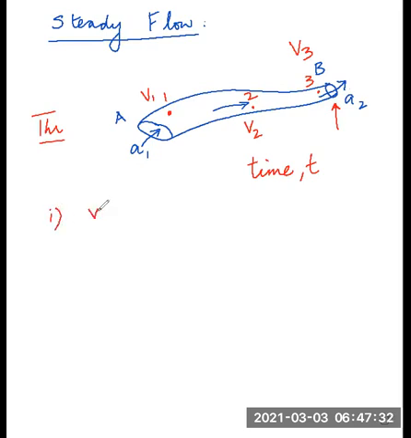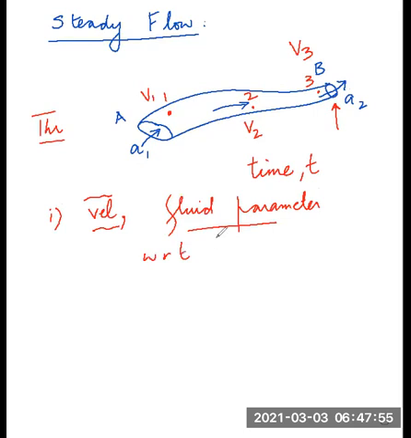Number one, the fluid velocity, like so many other parameters, is one of the flow parameters, right? The fluid velocity is not changing with respect to time. We have observed it for 1 hour, 60 minutes. Means the fluid velocity with respect to time at a particular position is not changing.